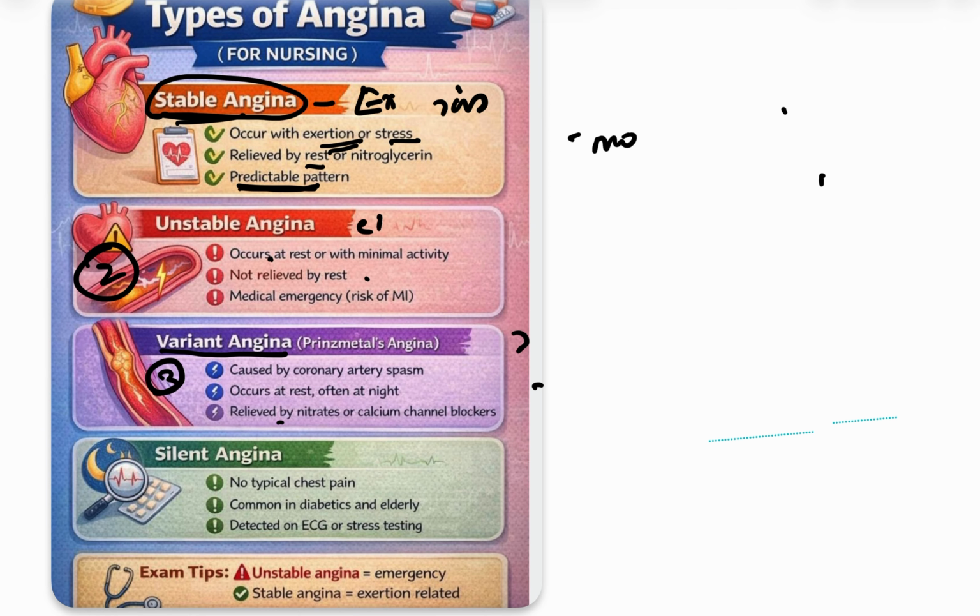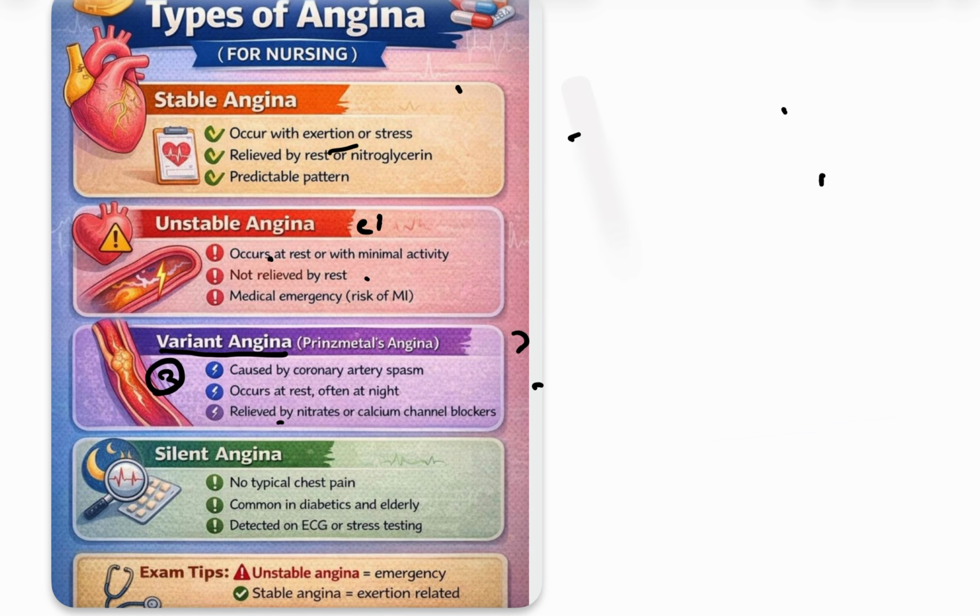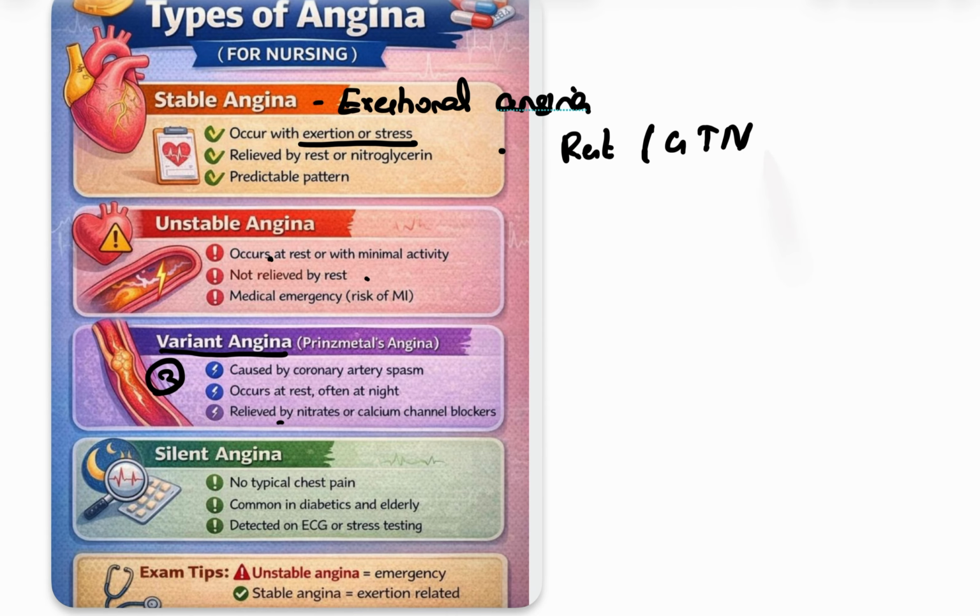Okay. So the most important things to remember here: stable angina can occur for a patient who is going through a strenuous activity or exertion. That is why it is called exertional angina. It is also known as exertional angina. And this is relieved by rest or nitroglycerin.